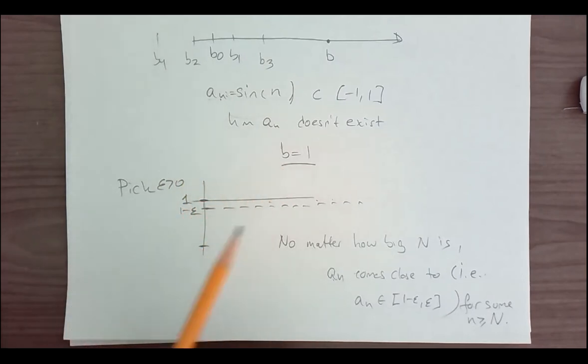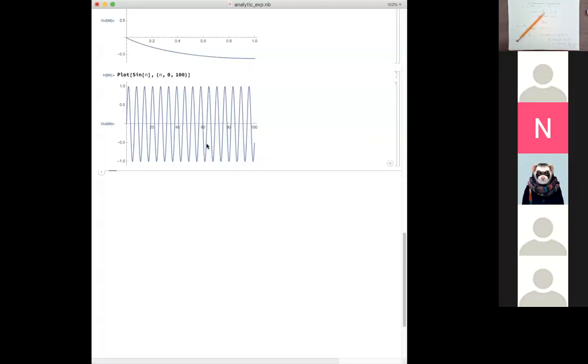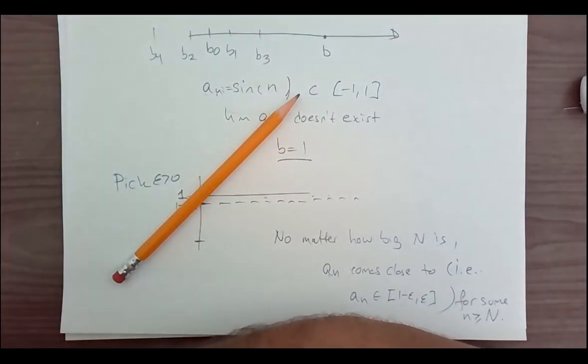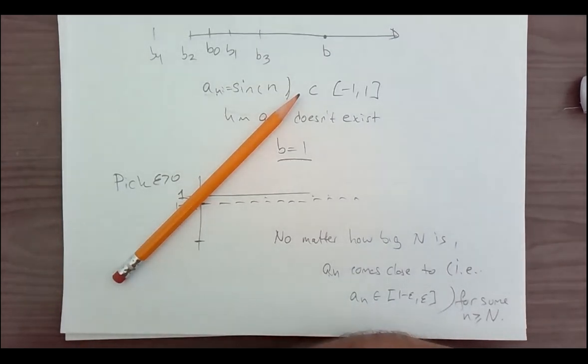That's right. You can have cluster points without having a limit. Evidently, this sine n has no limit, but there are lots of cluster points. But if there's a limit, would there be no cluster points? How many cluster points would there be? Yeah, the limiting point is a cluster point.